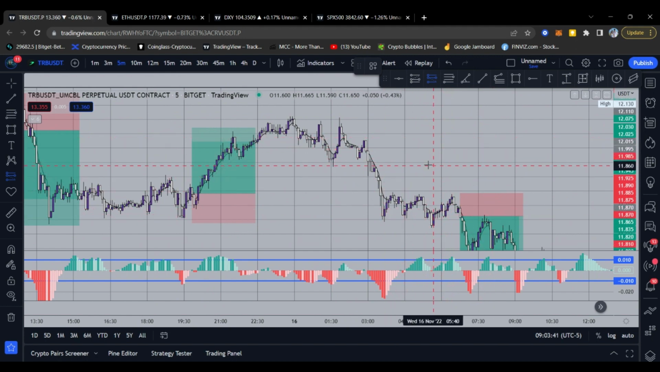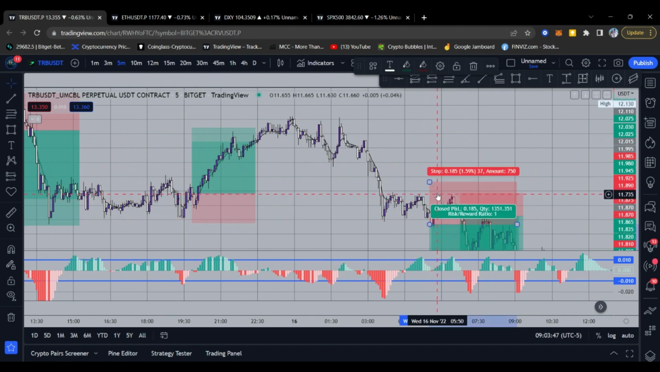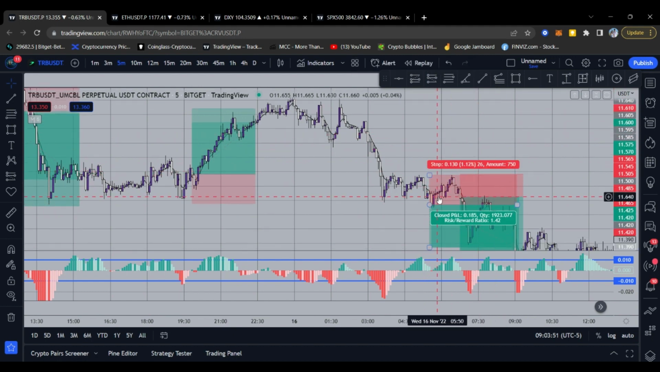Here's another short position. You could have entered. See here, you would have been stopped out if you entered on that tick, because you would have entered here. Stop loss would have been here, and your stop loss would have been touched just as it came up there.